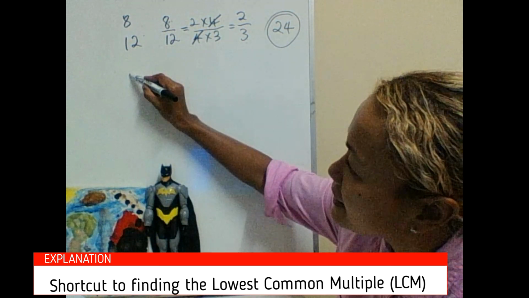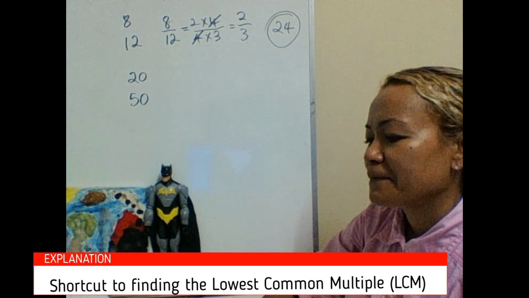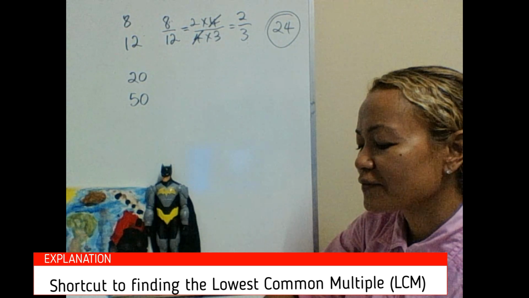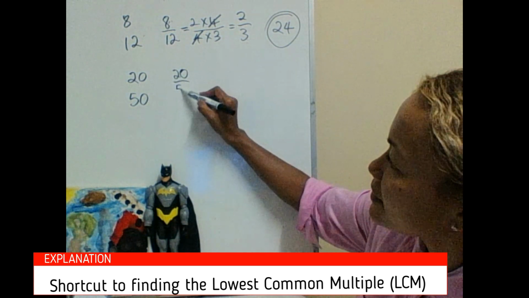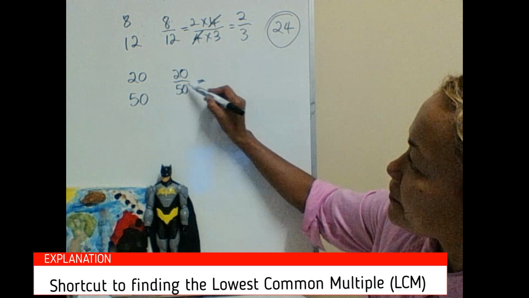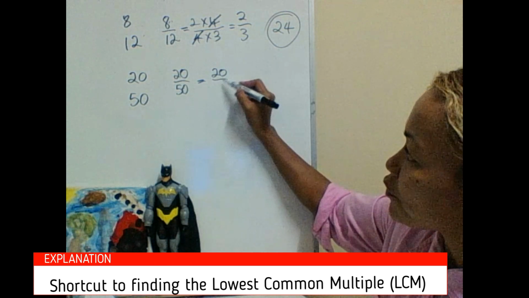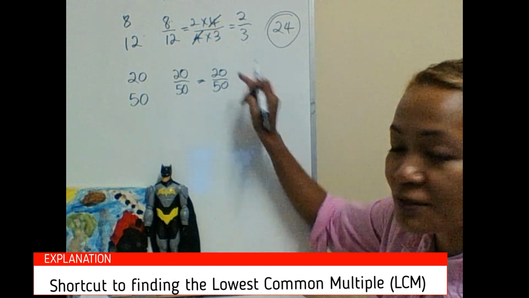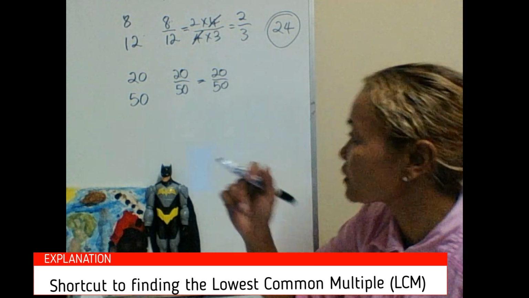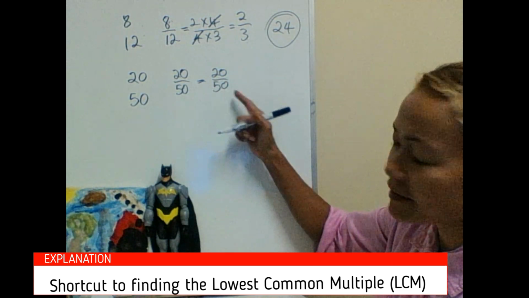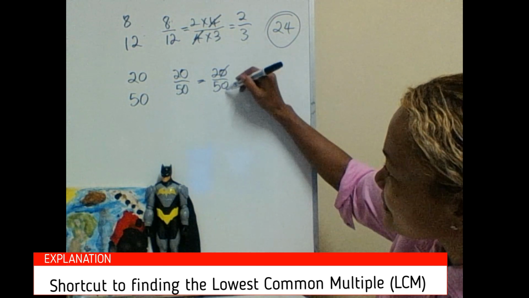Let's go with another one. 20 and 50. Now, 20 and 50, let's write it here in terms of a fraction. What did I show you before? If you have zeros on the top and on the bottom, for every 0 on the top, you can cancel it out on the bottom. Because all that means is 2 times 10 and 5 times 10. So the 10s cancel out. But shortcut is cancel out zeros.